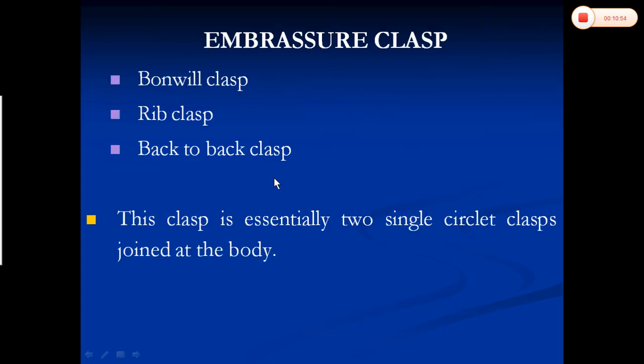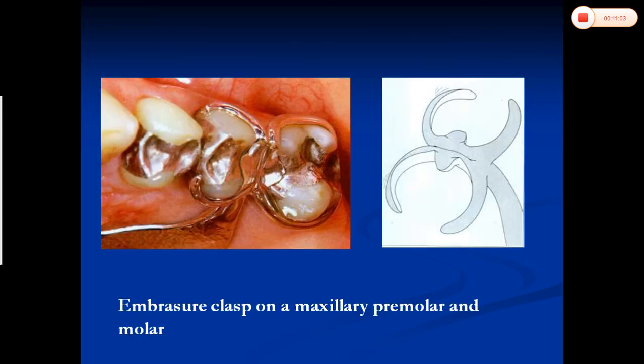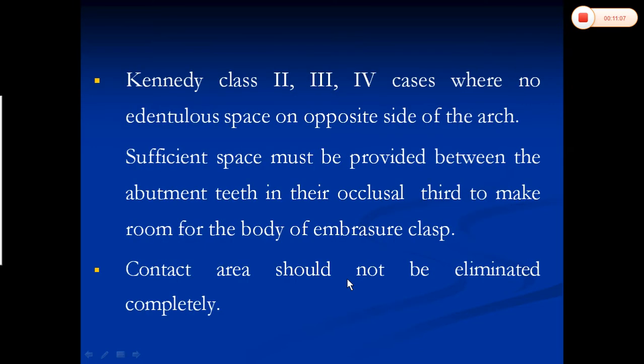Okay, so the embrasure clasp is essentially two single circlet clasps joined at the body. This is important: two circlet clasps joined at the body. It is given in Kennedy's class 2, class 3 or class 4 cases where there is no edentulous space on the opposite side of the arch. When one side of the arch does not have any edentulous space and you have to gain retention in that area, you have to give an embrasure clasp.